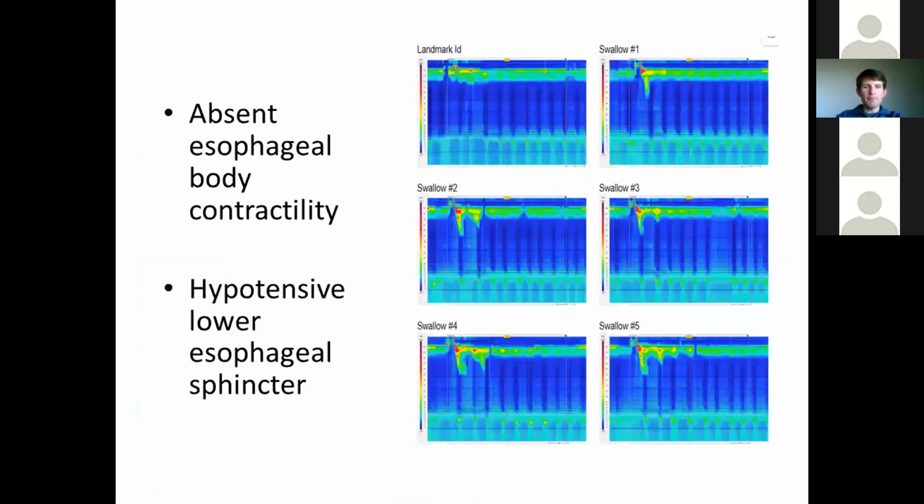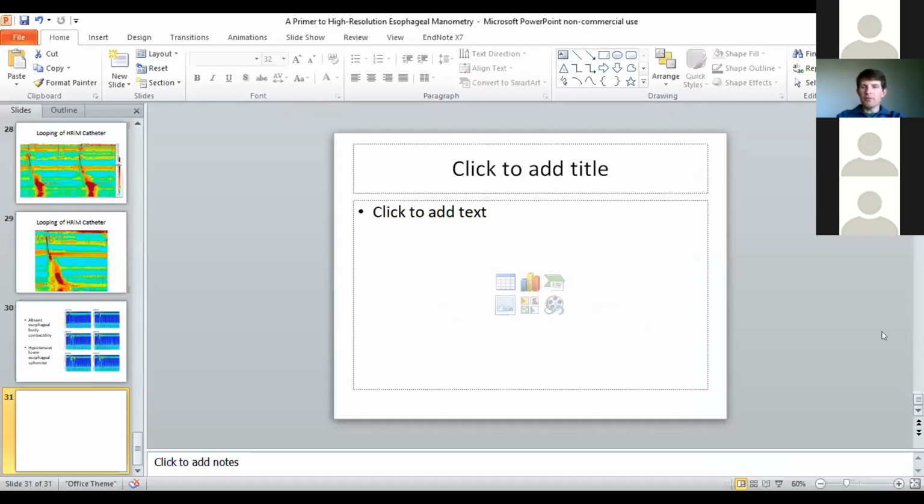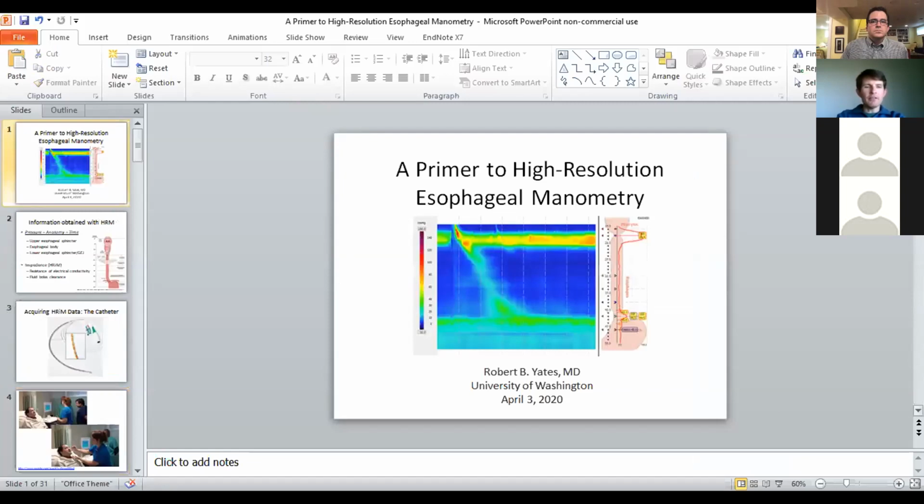So a couple of examples there, and I think that's where I'll end, but a couple examples of common abnormalities in terms of the acquisition of the study. So with that, I'll stop my portion of the presentation.